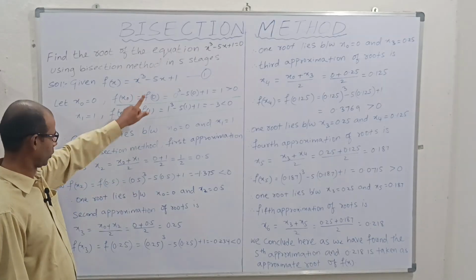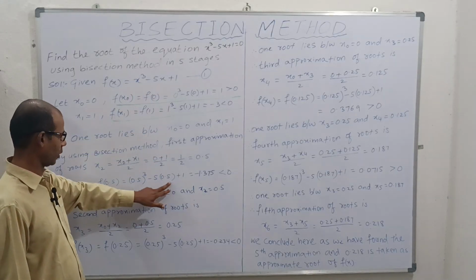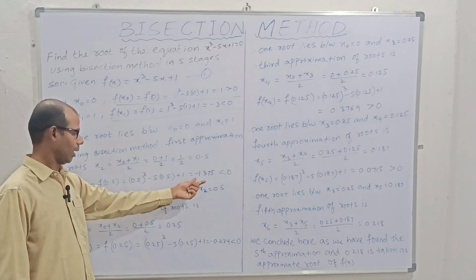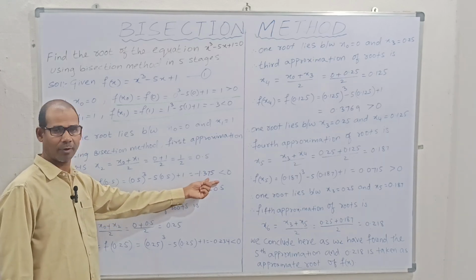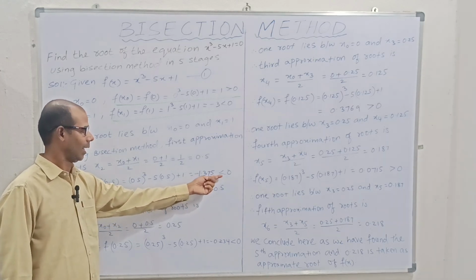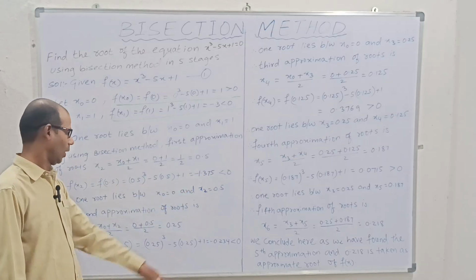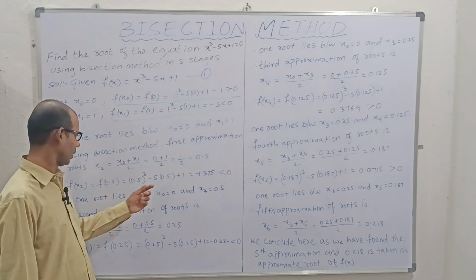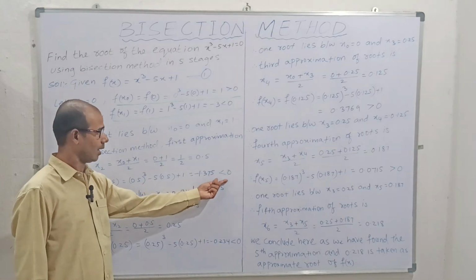So 0.5 whole cube minus 5 into 0.5 plus 1. If we simplify this, we get minus 1.375. So this is also less than 0. So at x2 equals 0.5, the function value is less than 0.